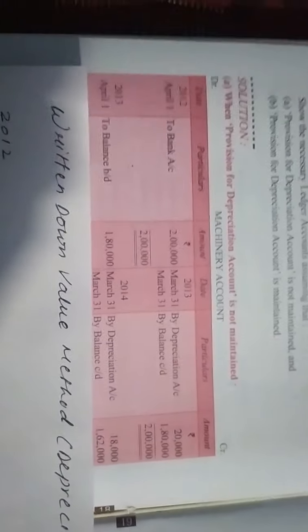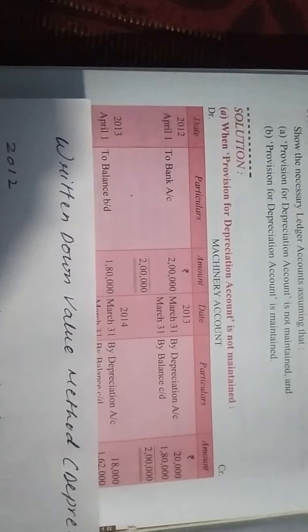The journal entry is depreciation account debit to machinery. Machinery is shown on the credit side of the journal entry. So the posting will be done on the credit side of the ledger account also, but the name used will be of the account representing machinery on the opposite side, that is depreciation.